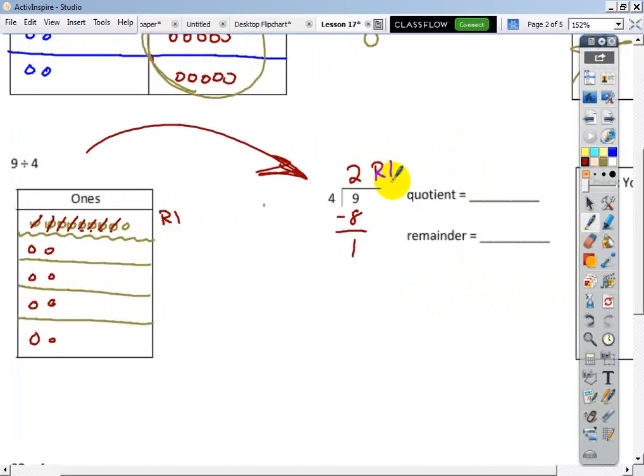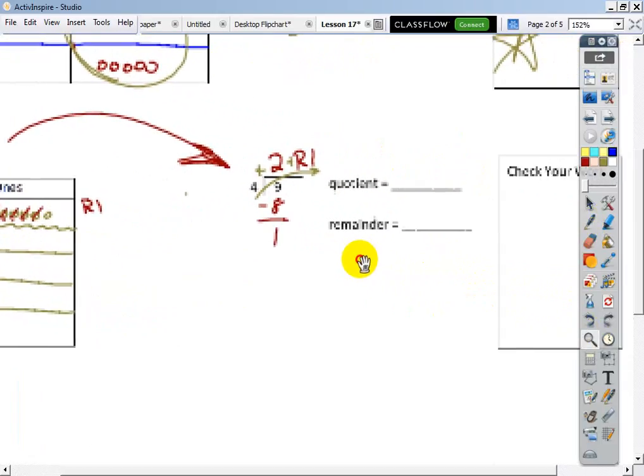I'm going to draw that arc, because I always think when I do my check, I'm really just going to check across the top here. 4 times 2 plus 1. Well, that's the check. Oh, yours is closer. Yeah, sorry.